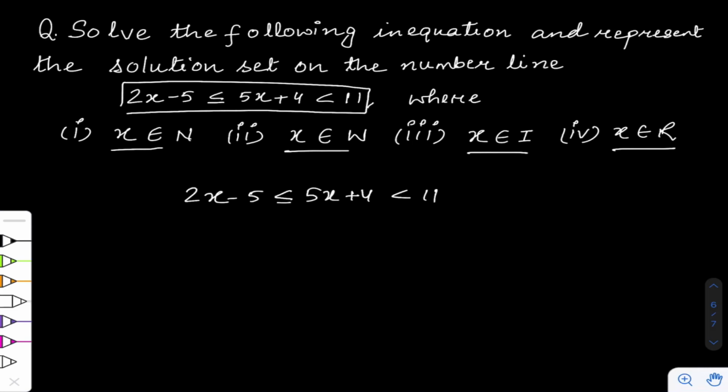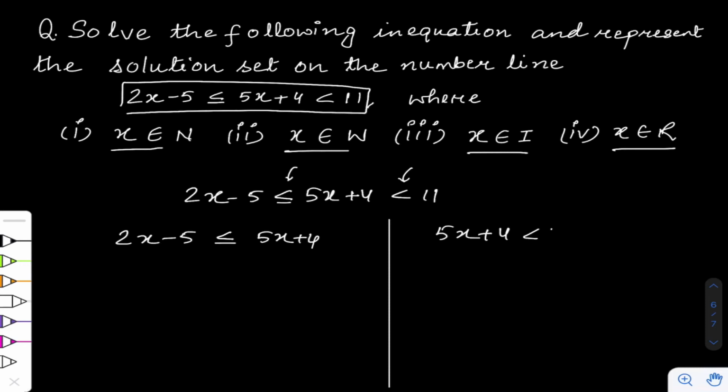Now whenever we have 2 inequalities in one question, we have to separate them. 2x minus 5 less than or equal to 5x plus 4. Make a partition. 5x plus 4 is less than 11.